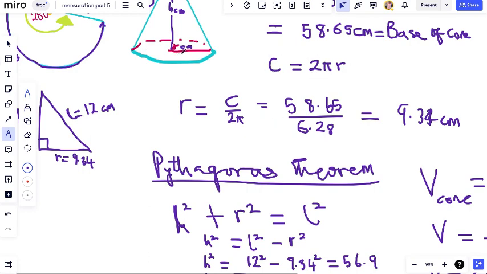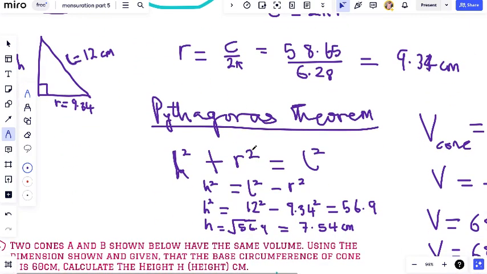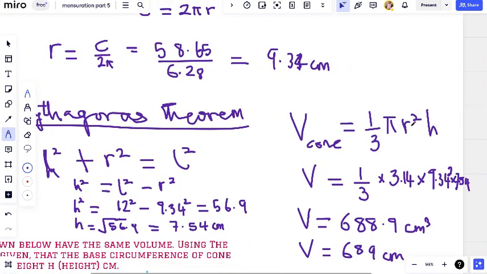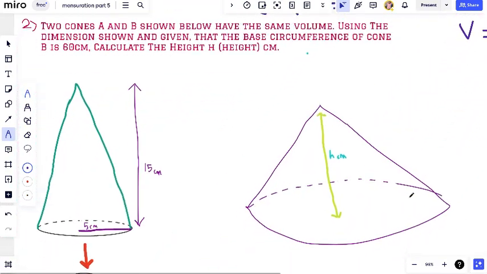Then once we get the radius and we know the slant height, we can find the real height of the cone by using Pythagoras theorem. Once we calculate the real height, then we can calculate the volume. Once you know the radius and the real height, you can calculate the volume of the cone. So that's all we have done. It's not like we did magic.